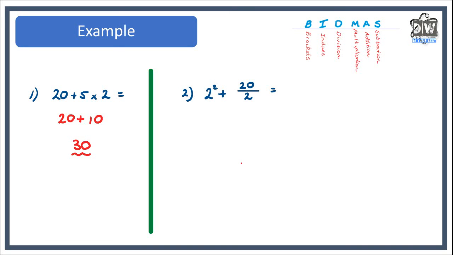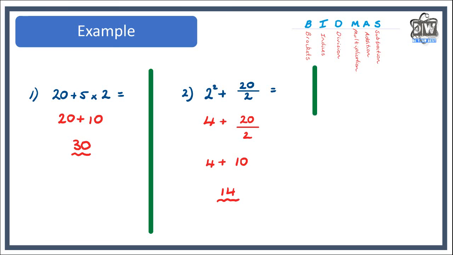So pause the video now, give this a go, come back and see if you've got it correct. So first step, do we have any brackets? No. Do we have any indices? Yes, we can see that there. 2 to the power of 2, which is 4. So we do that bit first. Then we rewrite underneath the 20 over 2, or 20 divided by 2, and we do that bit next, don't we? Because we've got the old division. So we do the division first. 20 divided by 2, which gives us 10. We drop down the plus 4, and then it's 4 plus 10 gives me 14.